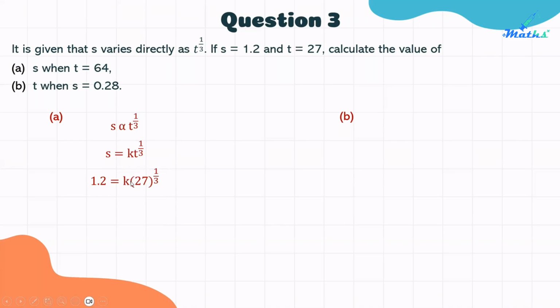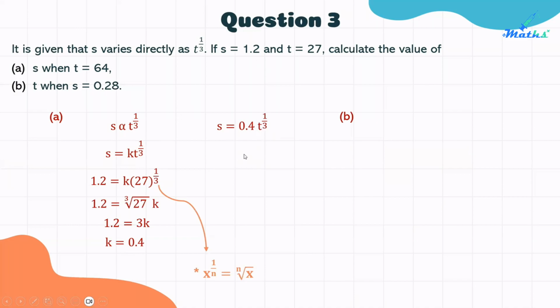Okay, when we see a power in a question, we need to change it into square root form. X power 1 over n equals the nth root of x. So for this 27 power 1 over 3, we will change it to the cube root of 27. So our K is 0.4. Okay, we write again this equation and replace the K. So our S will equal 0.4 T power 1 over 3.